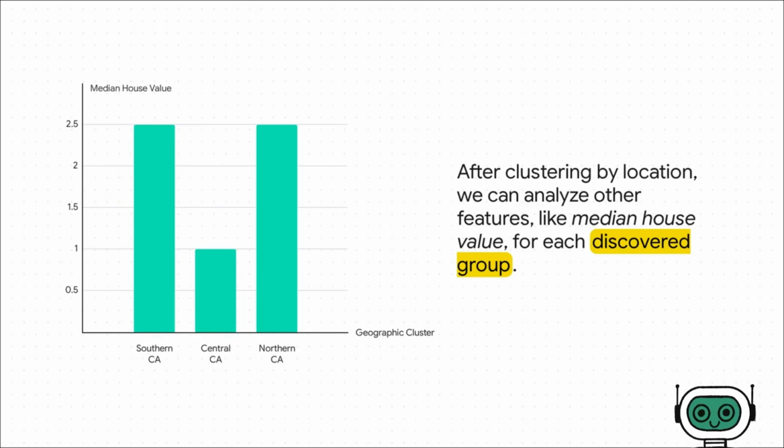But here's where it gets really powerful. After you have those clusters, you can analyze them. You could, for instance, calculate the median house price for each cluster. And you'd probably discover that cluster 1 along the coast is way more expensive than cluster 2 in the valley. You've just uncovered distinct market segments that were completely hidden in the raw data.